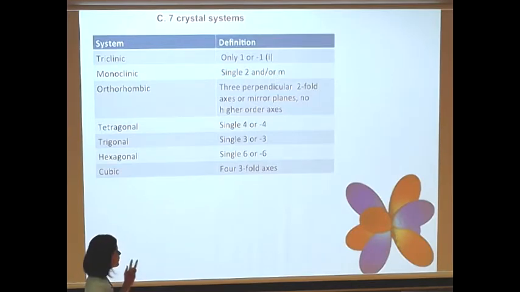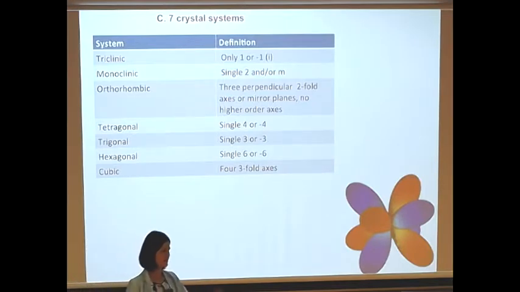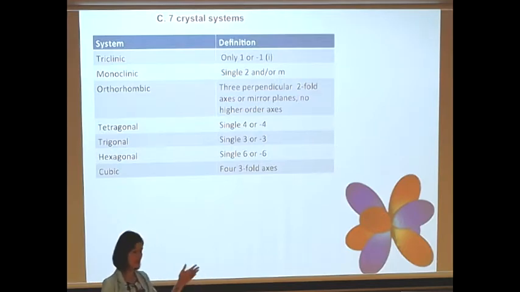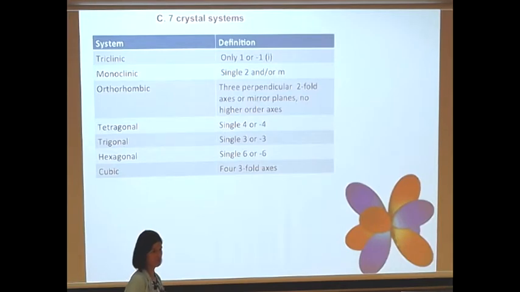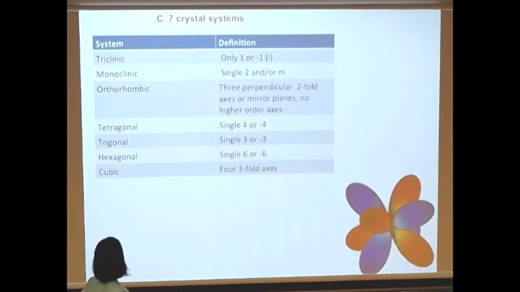Orthorhombic has 3 second order symmetry elements: mirrors or two-fold axes. So at least 3, and these 3 elements are along x, y, and z, in 3 orthogonal directions. You may have 3 mirrors, you may have 1 two-fold axis and 2 mirrors, or you may have 3 two-fold axes perpendicular to each other.